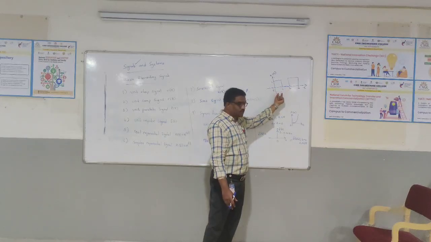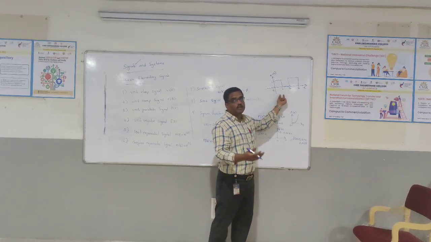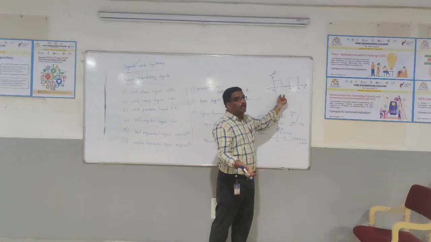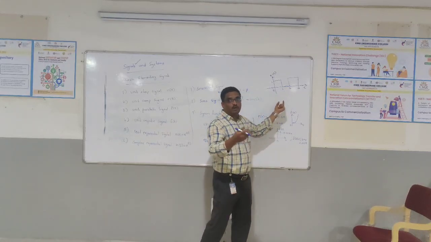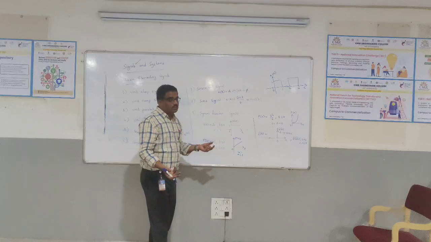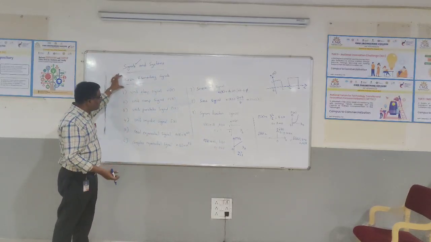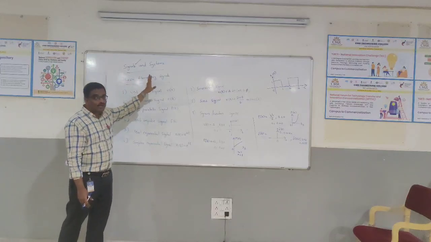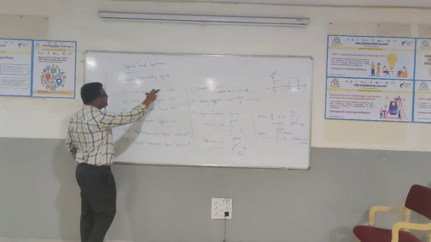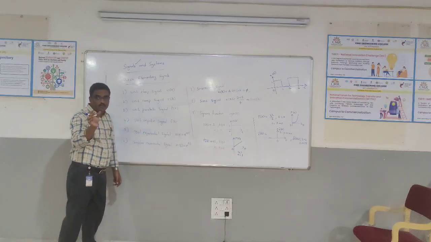We have some words like this, duration 0 to 1. We can consider some word, and before the word I want to know the letters. So these you can consider as letters. In signals and systems we have some basic elementary signals, so that's why they are called elementary signals.